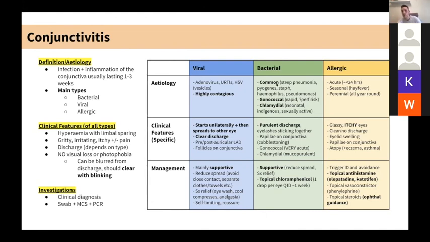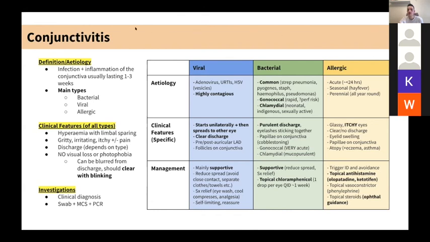With bacterial, most common is your strep pneumonia or pyogenes, but you can also have either gonococcal or chlamydial. Gonococcal is severe, you need to make sure you're referring, and chlamydial is usually common in a neonate. With this one, you usually have a very purulent discharge, and you get lots of eyelashes sticking together, and it's usually a bit more acute and more severe as well, and you need to use antibiotics.